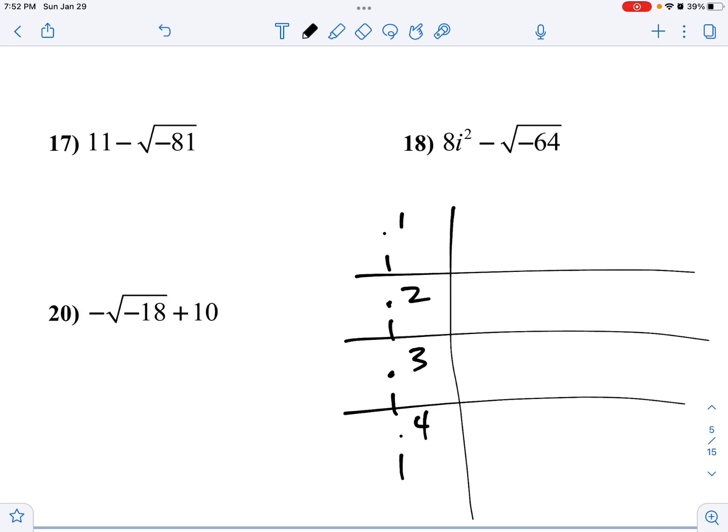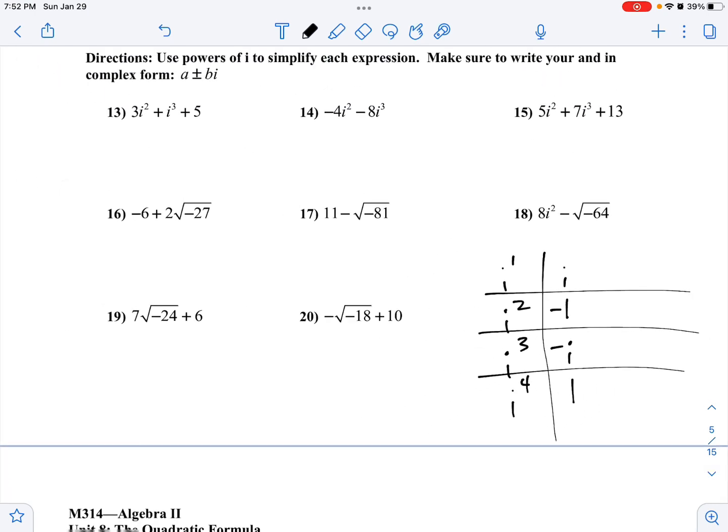But the middle two are negative. So this is what I'm actually going to simplify these problems to. Anywhere I see an i to the third, for example, here's an i to the third, I'm going to replace it with negative i. Anytime I see an i squared, I'm going to replace it with -1. Okay, so that is what I'm going to be replacing and trying to simplify with.